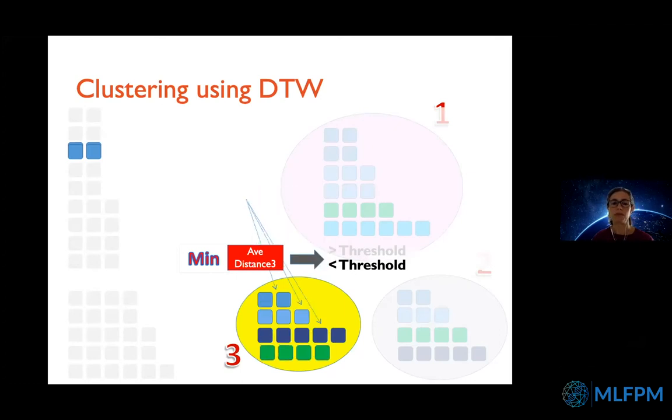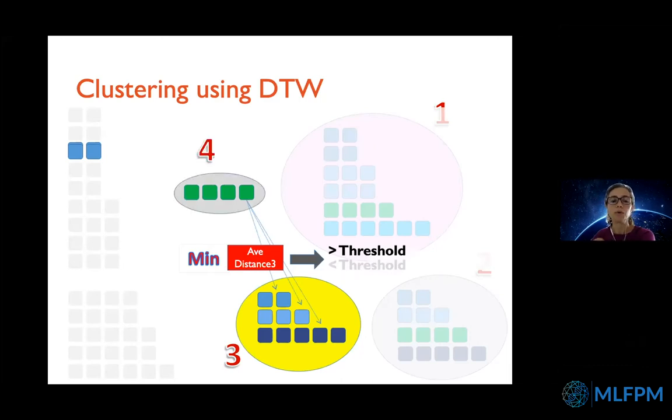So if the average distance is lower than the predefined threshold, we assign it; on the other side, if it's higher, we will end up creating a new cluster with this trajectory. So this process is repeated several times until we are able to allocate all the trajectories to the clusters.